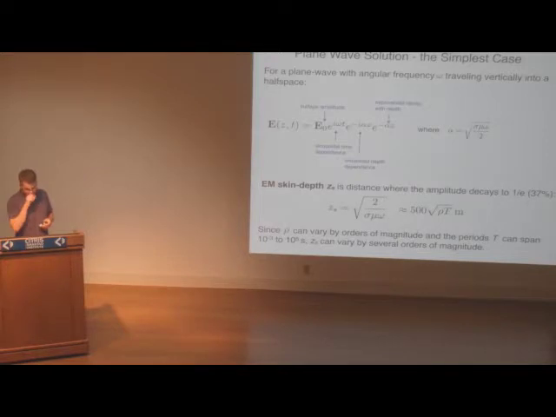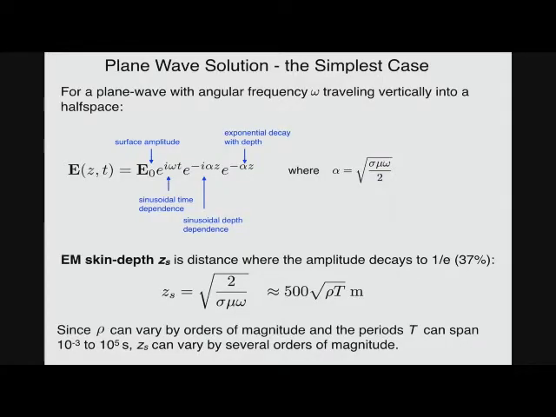So one other really important concept for understanding EM is something known as the skin depth, Z_S. That's simply the depth Z where Z is equal to 1 over alpha. And so this amplitude decay will equal 1 over e, or basically the field decays to 37% of its initial value. And if you just go through and plug this in, and then expand these variables out, basically the skin depth is approximately equal to 500 times the square root of the resistivity times the period of the wave.